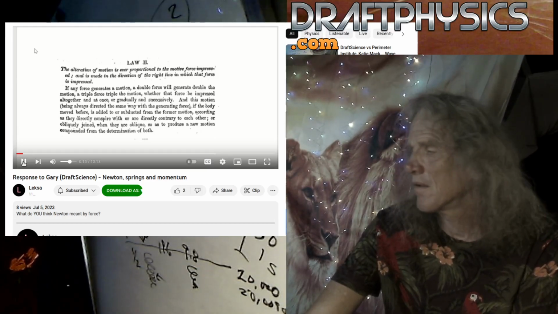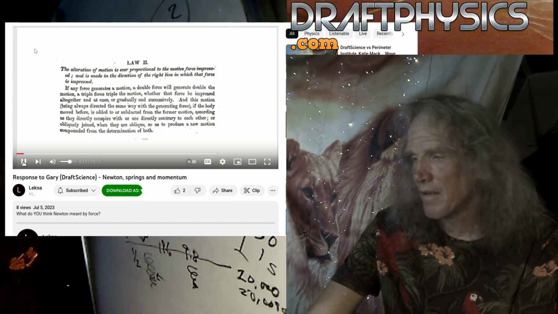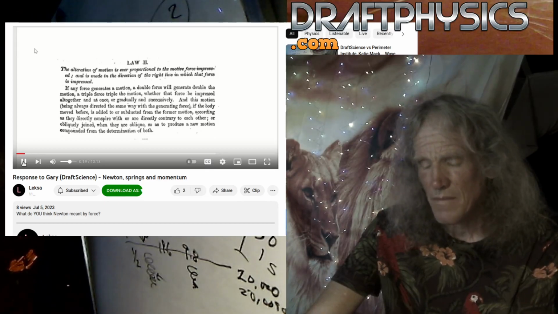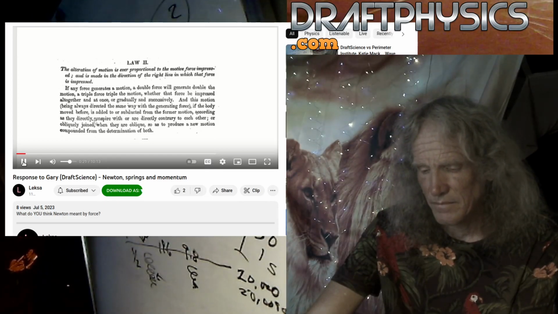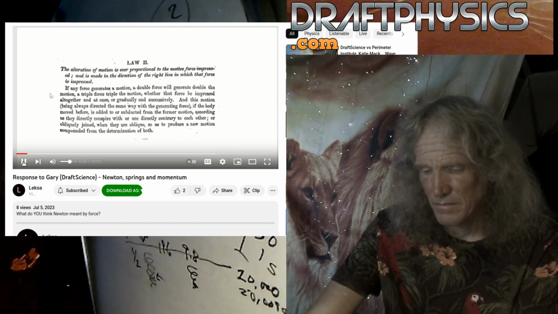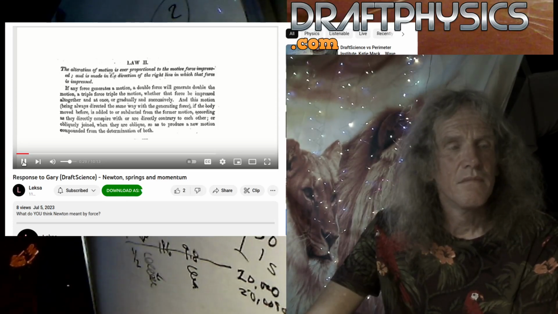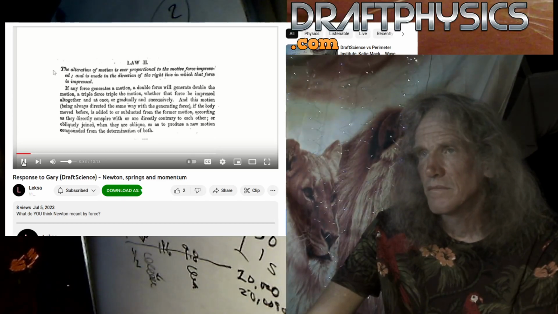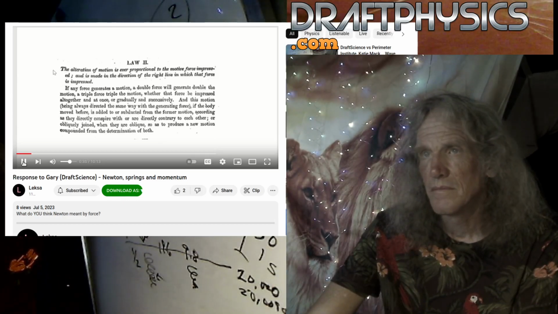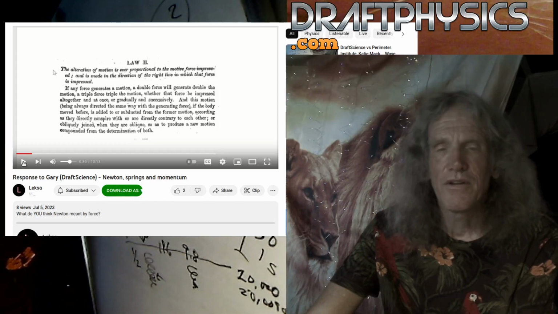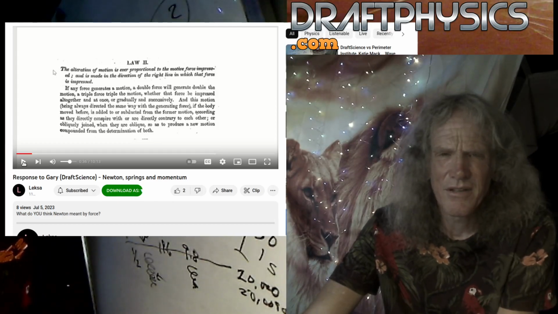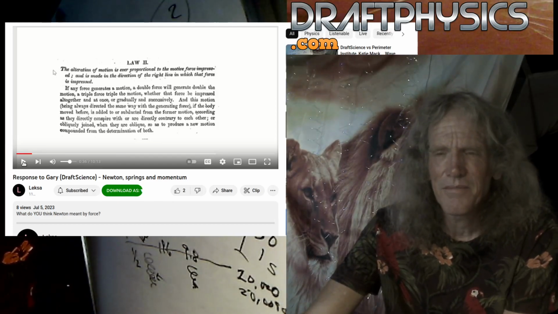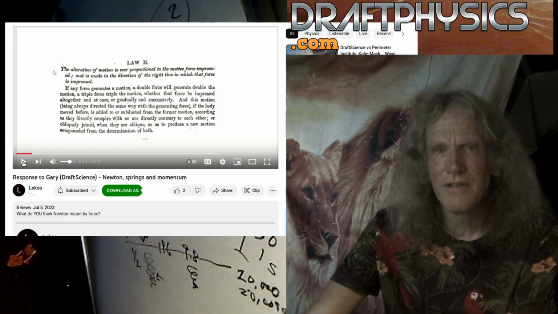When I was reading his second law and also some other parts of Principia, based on this text here and maybe some other parts, I think the safest assumption is that the alteration of motion here means the change in momentum. Not the rate of change in momentum, but the total change. So I don't even know why this is a subject. It doesn't matter. It's a change, period.